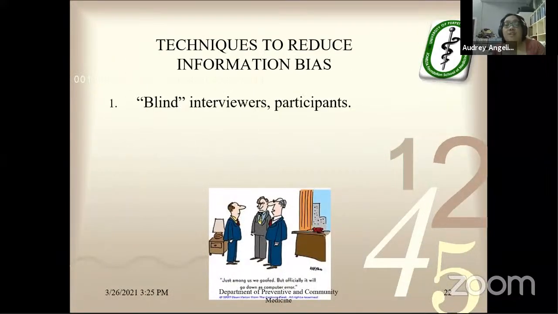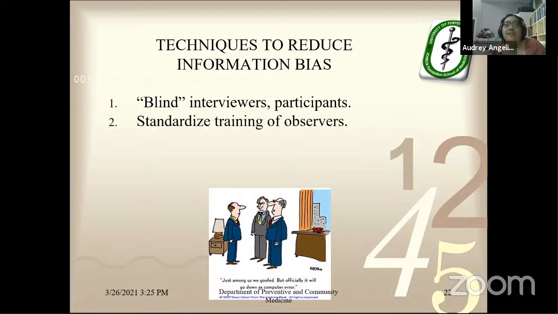Okay, how do you reduce? So as I've mentioned, you do blinding. So you blind the interviewers, you blind the participants. Of course, if you do both, that is your double blind. Okay? So the interviewers do not know what would be the outcome as well as the participants.